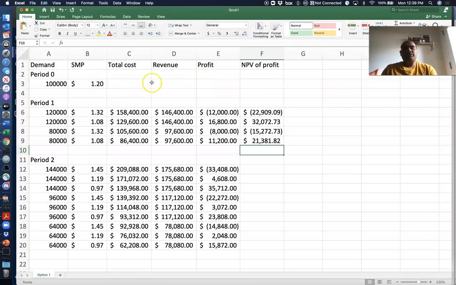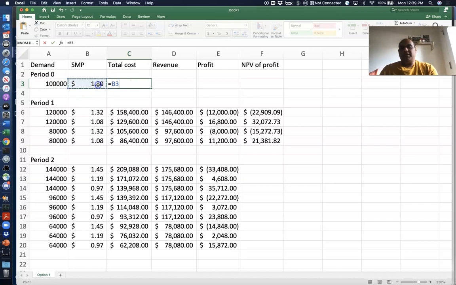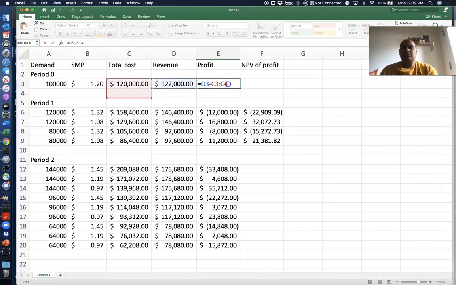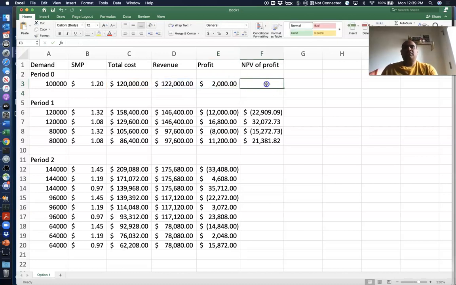Now let's calculate the net present value of the total profit. So for this, you will have again the spot market price times demand. This is the total cost. Revenue is again the same. So it will be $1.22 times 100,000. Profit is the difference. Net present values, again, we calculate the same way. So in this case, there are only 4 possibilities. We don't have to figure out which is which.